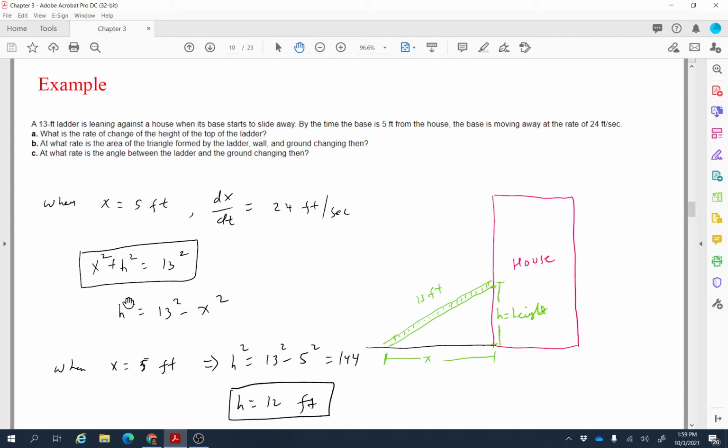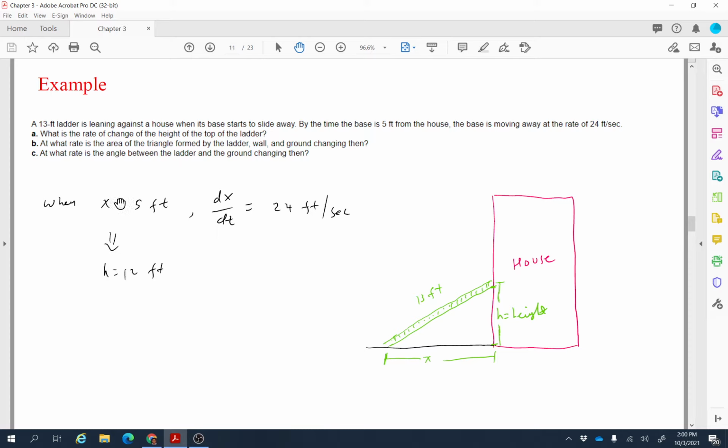And from there we can find the height of the top of the ladder, which is h squared equals 13 squared minus x squared. When x is 5 feet, we can find the exact height of the top of the ladder by using this formula, which is 13 squared minus 5 squared, which is 144 for h squared. So h is 12 feet. So when x is 5 feet, h would be 12 feet.